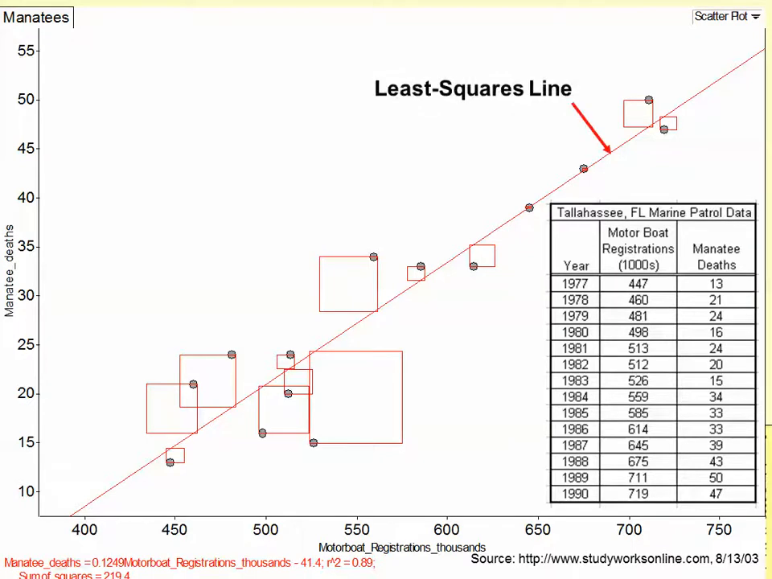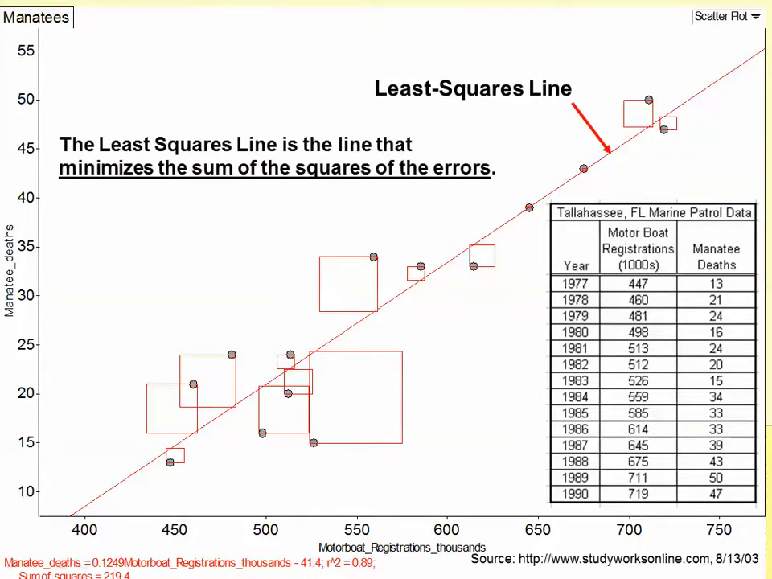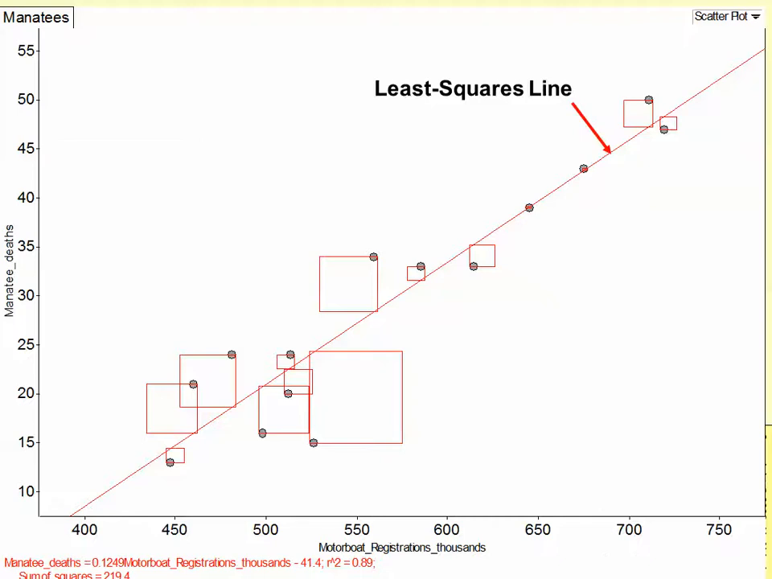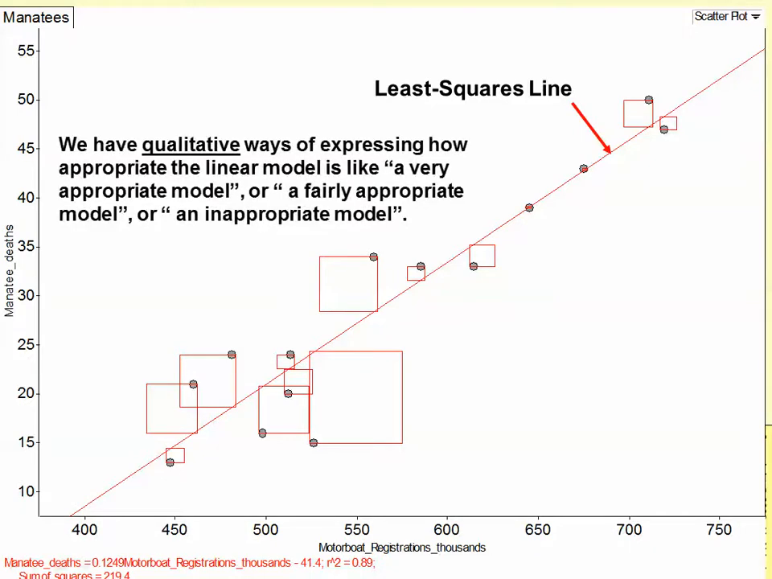The least squares line is the line that, and this is a very important phrase, minimizes the sum of the squares of the errors. It's the line for which the sum of the errors of all of these individual squares is the smallest. So that's, in short, what the least squares line is about.